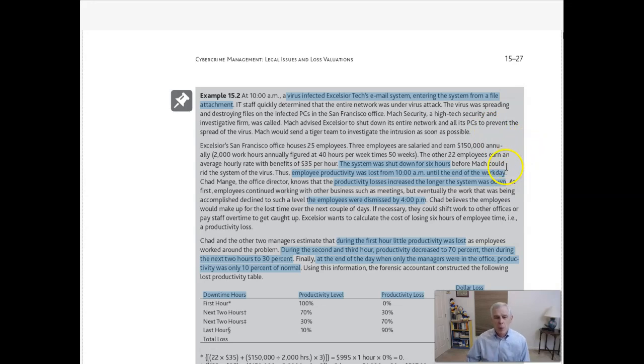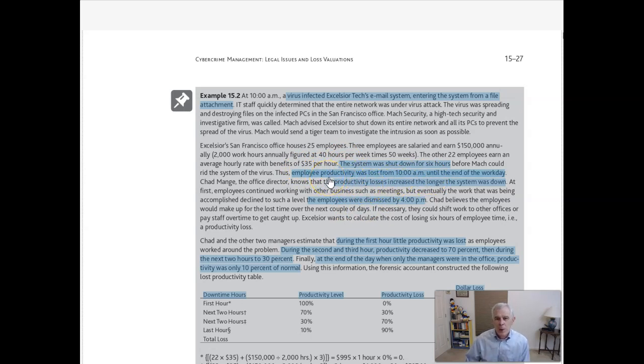Let's take a look. This is a more detailed example, sort of long here. Let's just take a look. So we have a virus that infected an email system, and the system was shut down for 6 hours. They have 25 employees. 3 of the employees are salaried. They earn $150,000 per year. So it's 2,000 work hours, 40 hours per week, 50 weeks. The other 22 employees earn an average hourly rate of about $35 per hour. And like I said, the system is shut down for 6 hours.